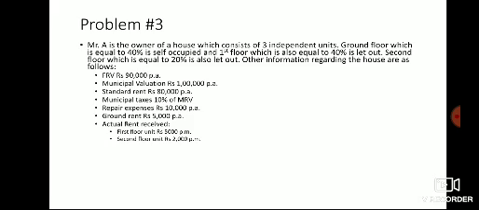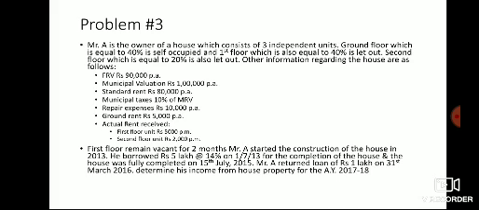These are the other information. Here the FRV is given, municipal valuation or your MRV, standard rent is also given, municipal taxes will be 10% of MRV, repair expenses, ground rent, actual rent received. Here the first floor, the actual rent is rupees 5,000 per month. The second floor, the actual rent is rupees 2,000 per month. These are other conditions. First floor remained vacant for 2 months.